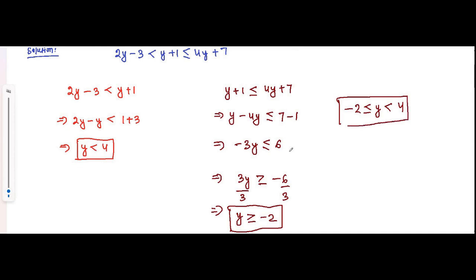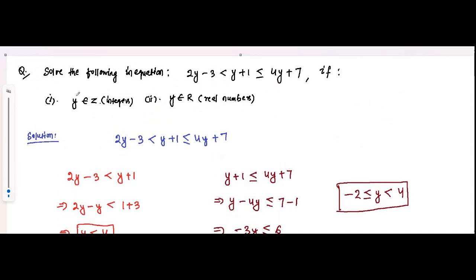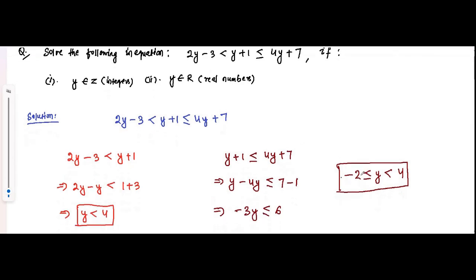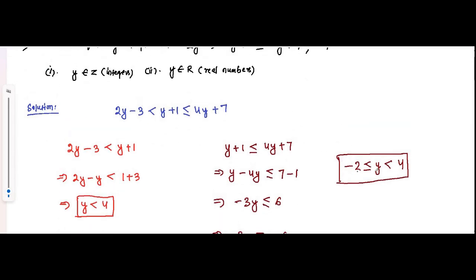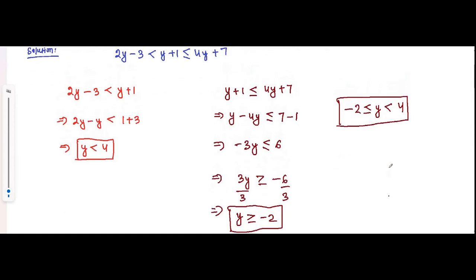Now we have to pick only those values from each of the following replacement sets which satisfy this condition. So for the first condition, where the replacement set is the set of integers, y should be greater than or equal to minus 2, and it should be lesser than 4. So the solution set for the first bit will be minus 2, minus 1, 0, 1, 2, 3. Okay, because y is lesser than 4 and greater than or equal to minus 2.